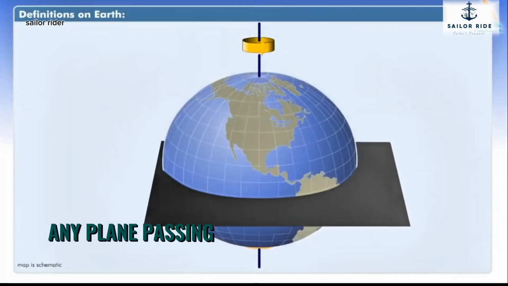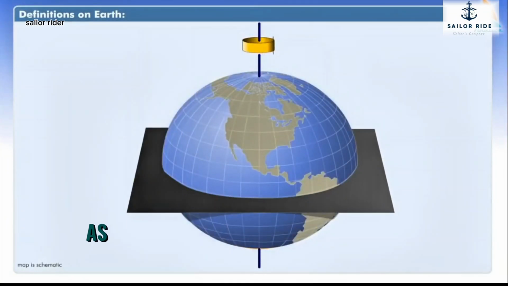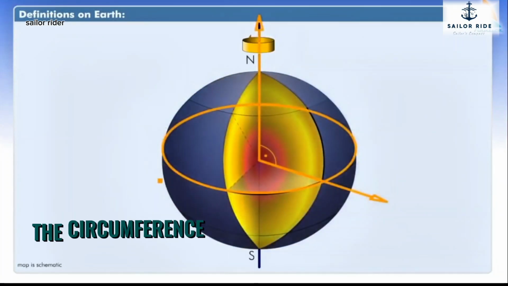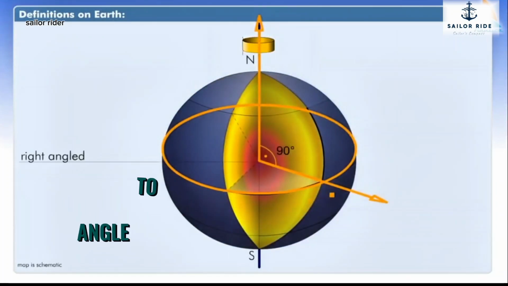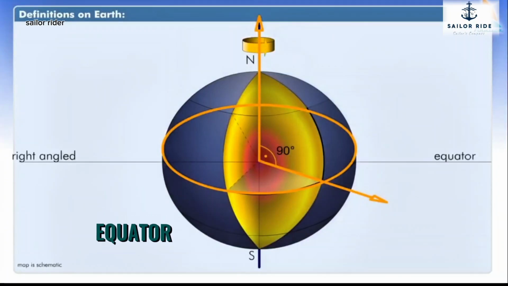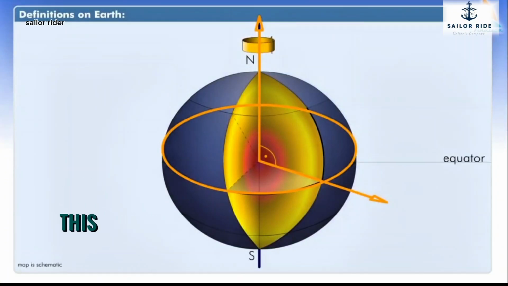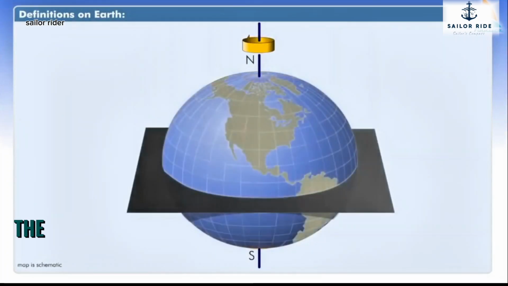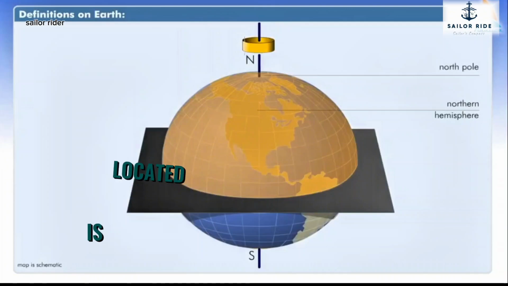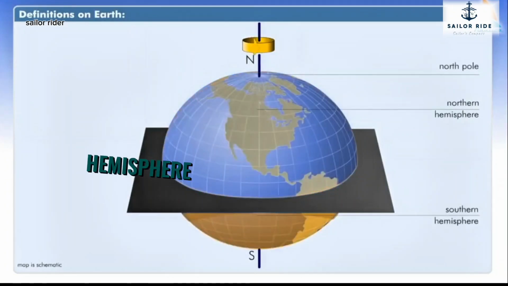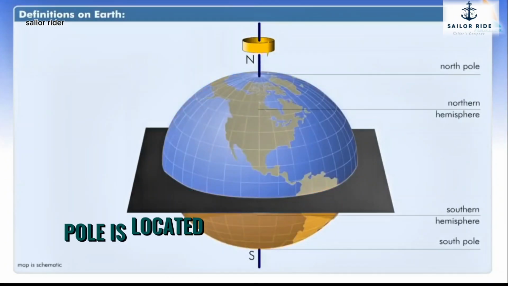Any plane passing through the center C is known as a great circle plane. The circumference of the great circle that is right-angled to the hypothetical axis N and S is called the equator. This divides the globe or sphere into 2 equal hemispheres, the northern hemisphere where the North Pole is located, and the southern hemisphere where the South Pole is located.